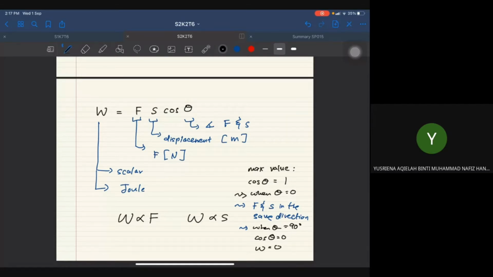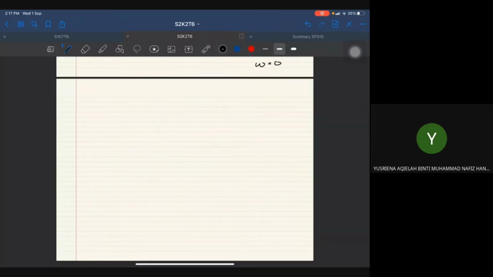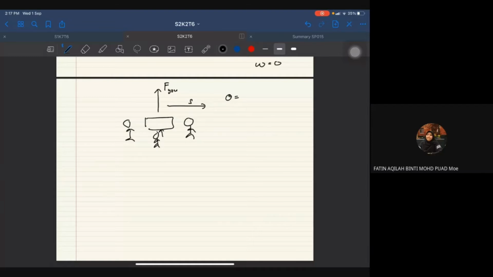Okay. So what does it mean that, okay, let's say if you have an object. Katakanlah kamu dengan rakan-rakan tengah angkat meja. Okay, angkat a box lah. Okay, let's say you are pulling the box in this direction, S. Okay, and then you are basically in the middle here, and you are just simply apply a force directly upwards. So this is force by you lah. Okay, and if you look at the angle between F and S over here, the theta is basically equals to berapa degree? 90.